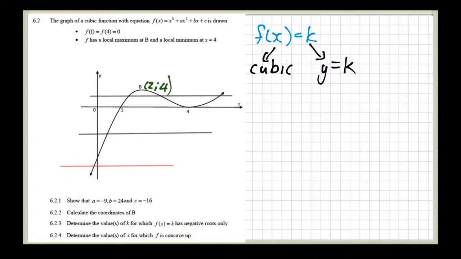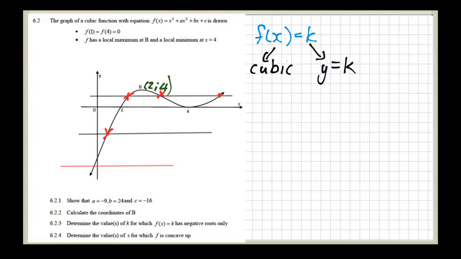They intersect on the positive side. I don't want that. They intersect twice on the positive x's. Remember, if they're talking about roots, they're talking about solutions. They're talking about how the x values, the x solutions, look for the equation.